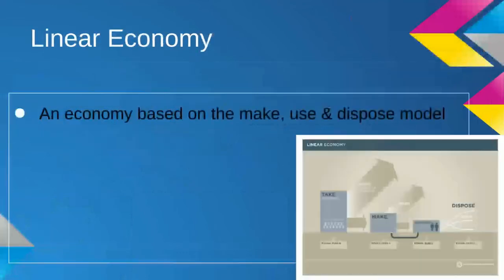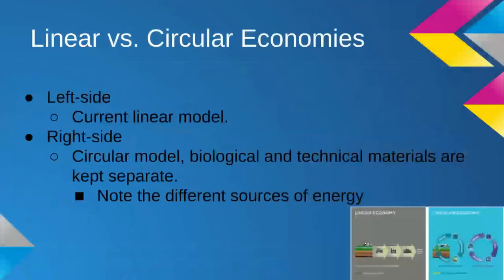Here's our linear economy, which I probably should have started with because it's the best example of what we currently do with a lot of our products. We make it, we use it, we dispose of it. Linear versus circular. So on the left side, you see the linear. On the right side, you see the circular. We've already covered the differences.